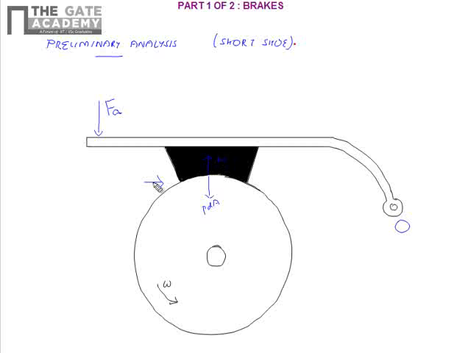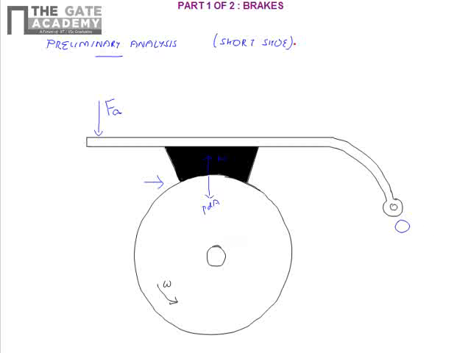That will be the friction force acting, and it will tend to produce a torque about the center of the wheel, given by this friction force multiplied by the radius of the wheel. This will be the braking torque acting to stop the wheel. So the moment of this friction force about the drum center constitutes the braking torque. That is the basic principle of working of the brake.